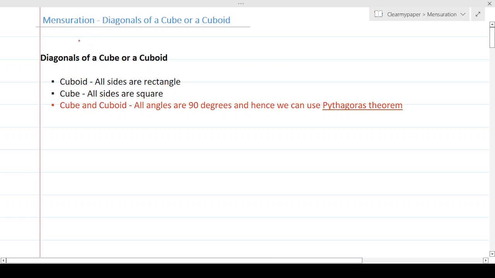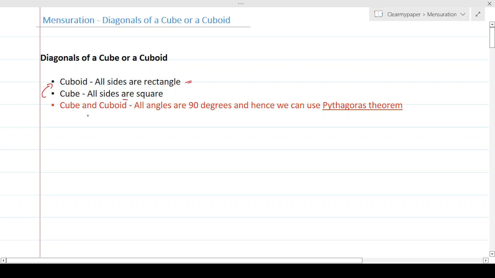All right, the next topic for discussion within mensuration is diagonals of a cube or a cuboid. Let's talk about that. In the last two episodes, we did see the volume and the surface area of a cuboid and cube. And just a quick refresher, in a cuboid, all the sides are rectangular in shape. In the cube, all the sides are square. So a cube is essentially a type of cuboid with square shapes.